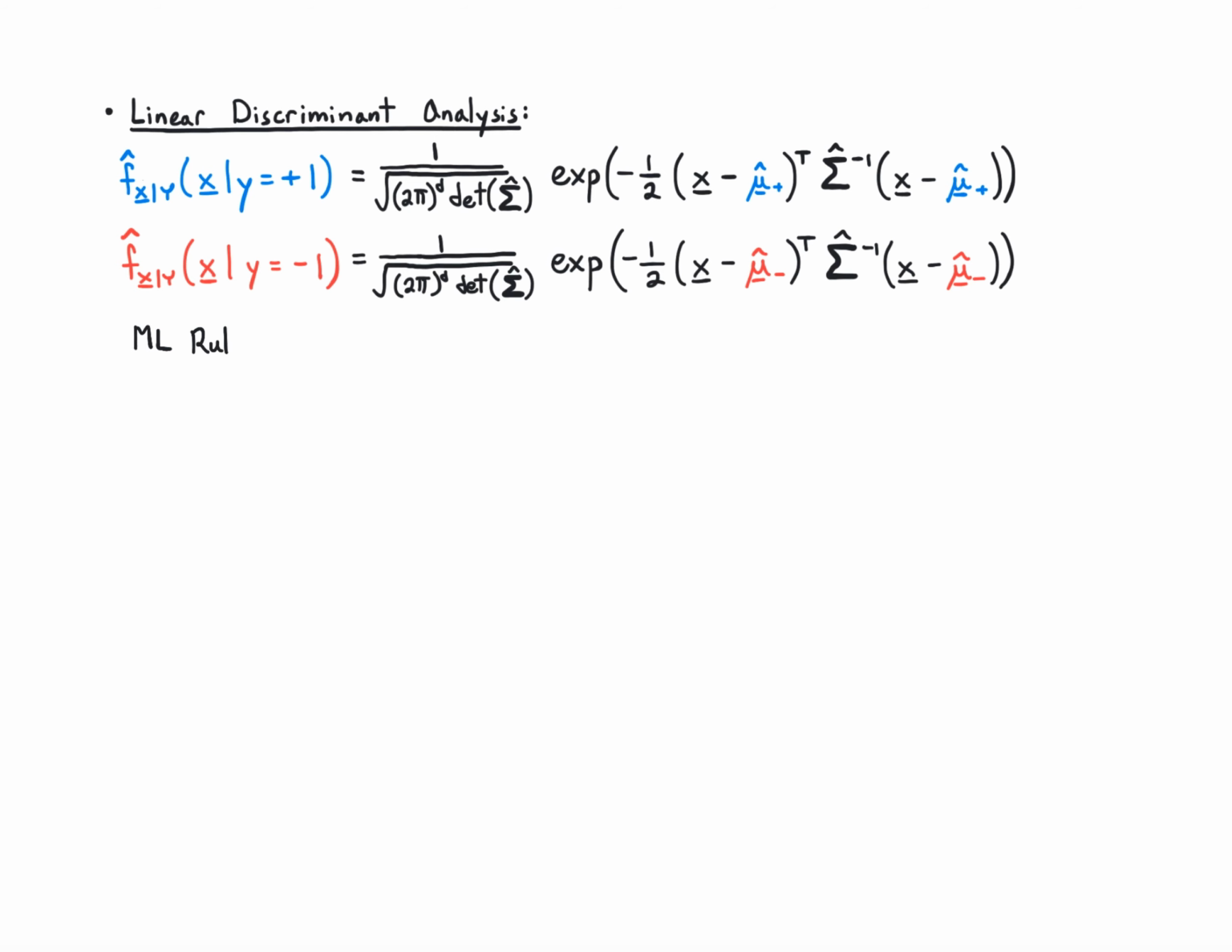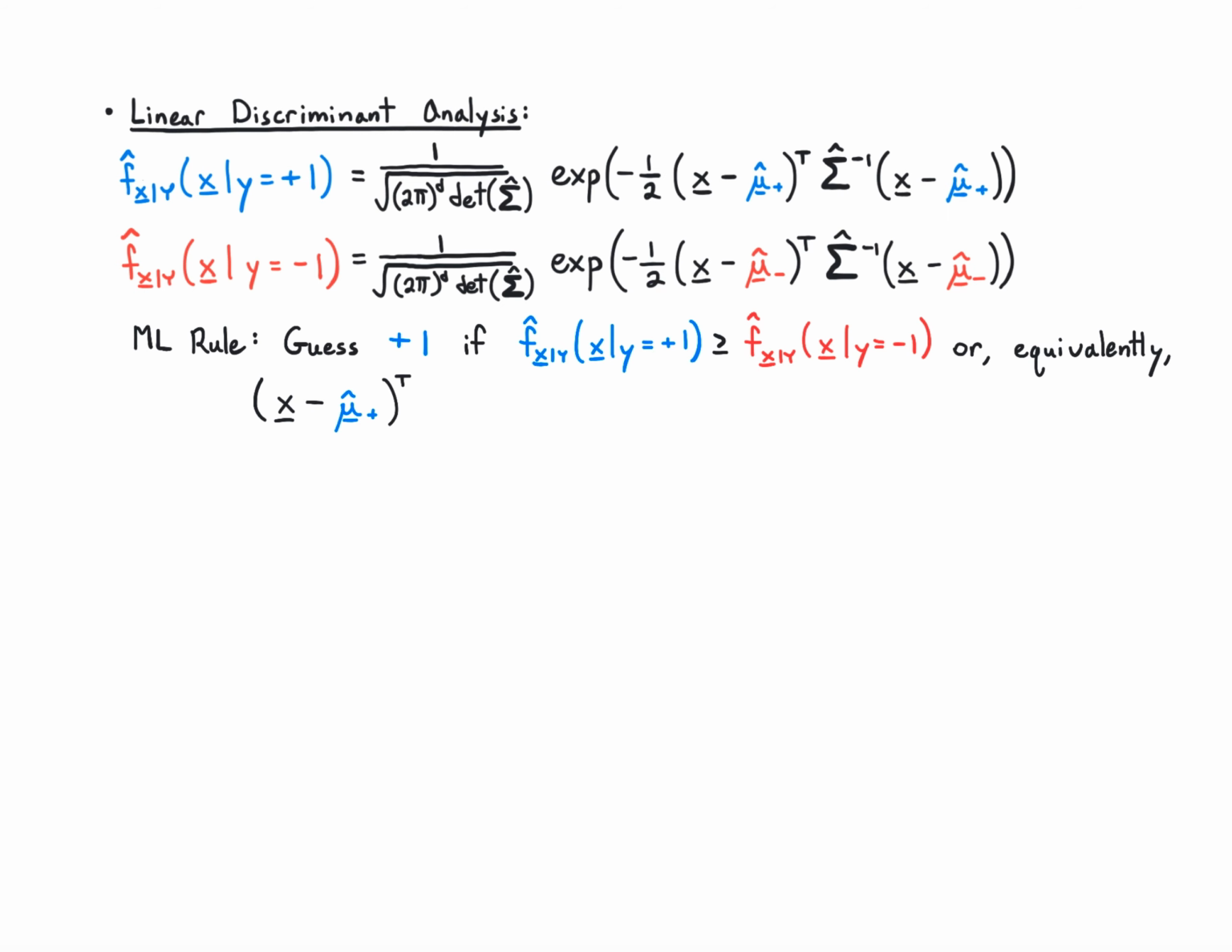I'm going to shift these up. And the ML rule says guess +1 if the conditional mean under y plus 1 is larger or equal to that under y minus 1. Equivalently, I can look inside this exponent and say what I need to do is make the term inside the exponent as small as possible, right?